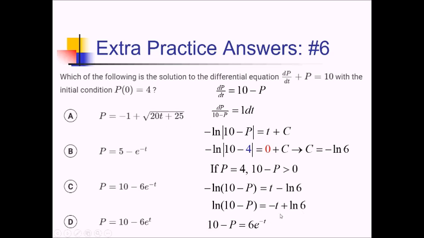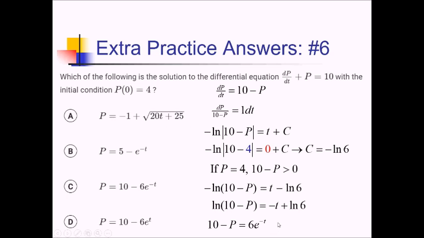Now, one thing you can do, since you have e to the negative t plus ln of 6 up there, if you're wondering where this 6 came from, you could rewrite that as e to the negative t times e to the ln of 6, basically unadding the exponents by multiplying bases.